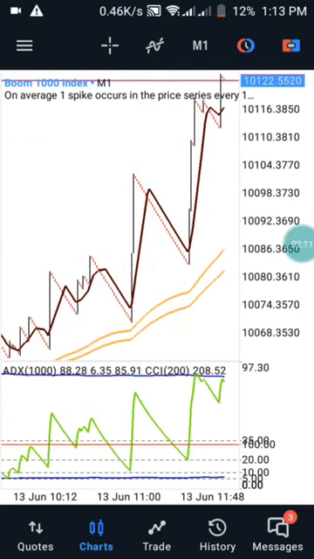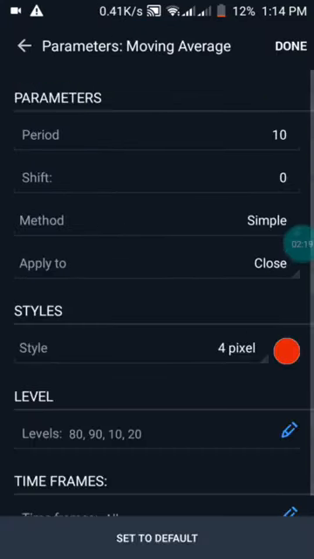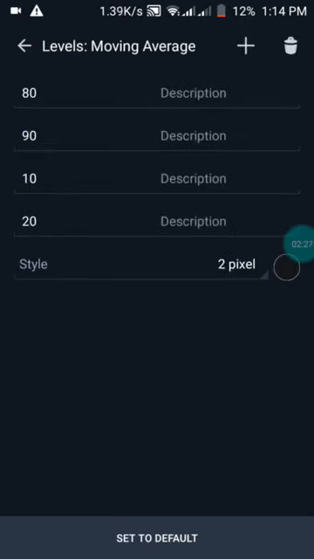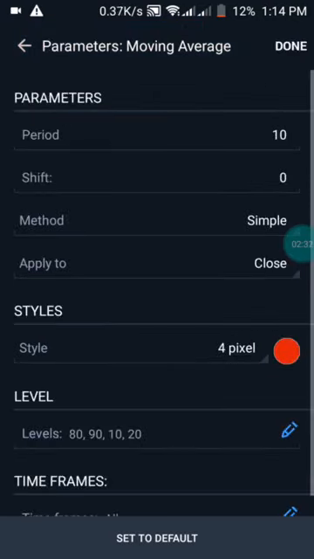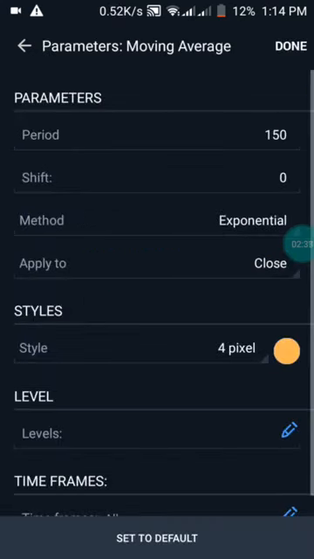Let me show you the settings of the strategy so that you can easily set it up on your chart. On our main chart, the first moving average has a period of 10, shift of 0, method simple, apply to close. We have levels in different colors here, which are 80, 90, 10 and 20, but you might not set any level because it is a moving average. The second moving average has a period of 150, shift 0, exponential, apply to close, and yellow as the color.